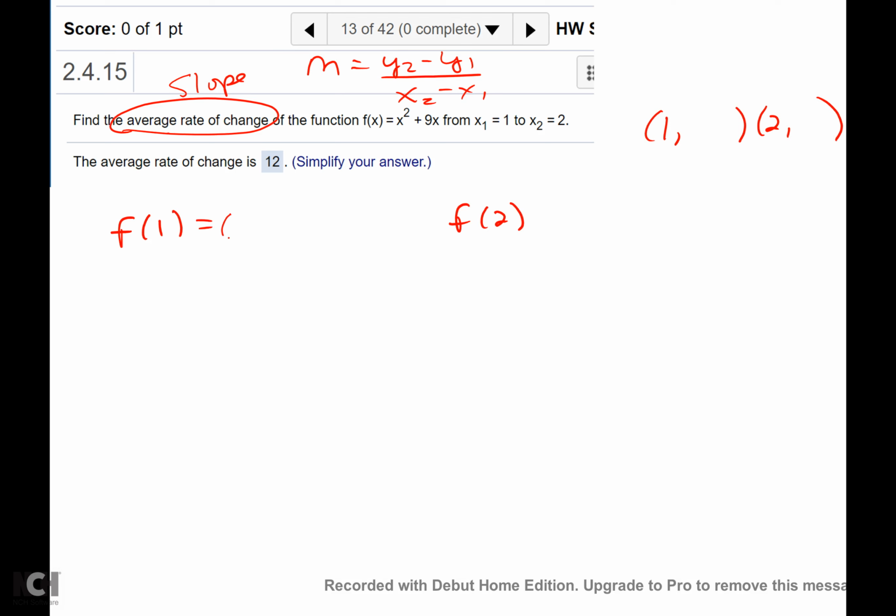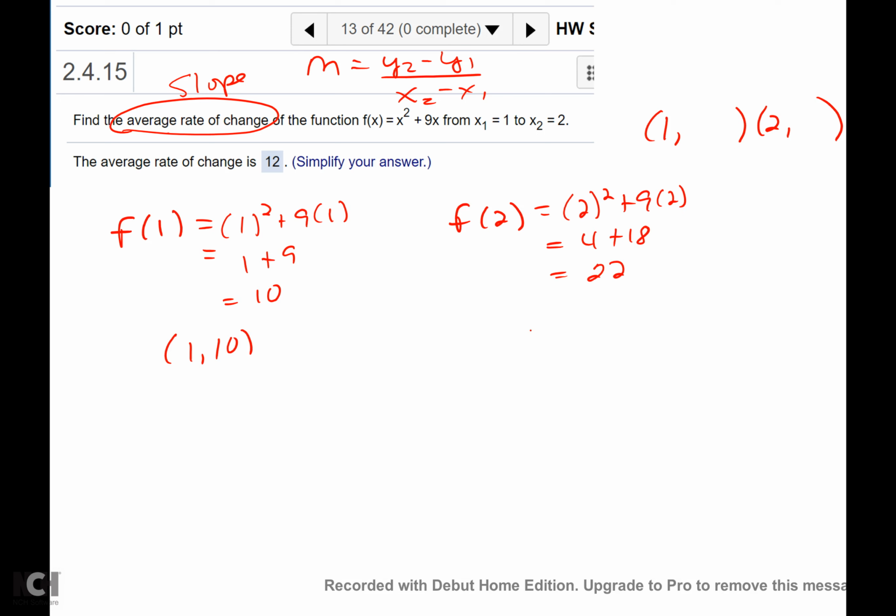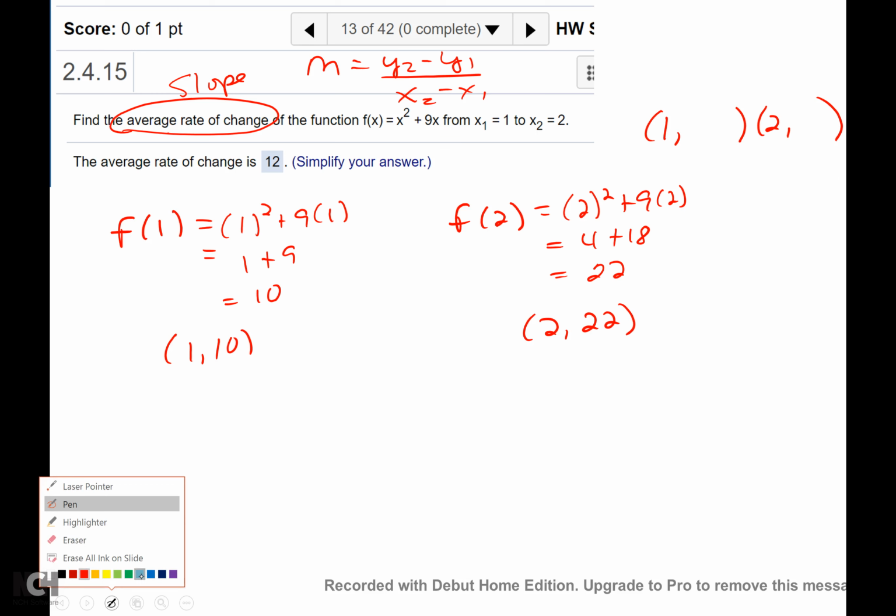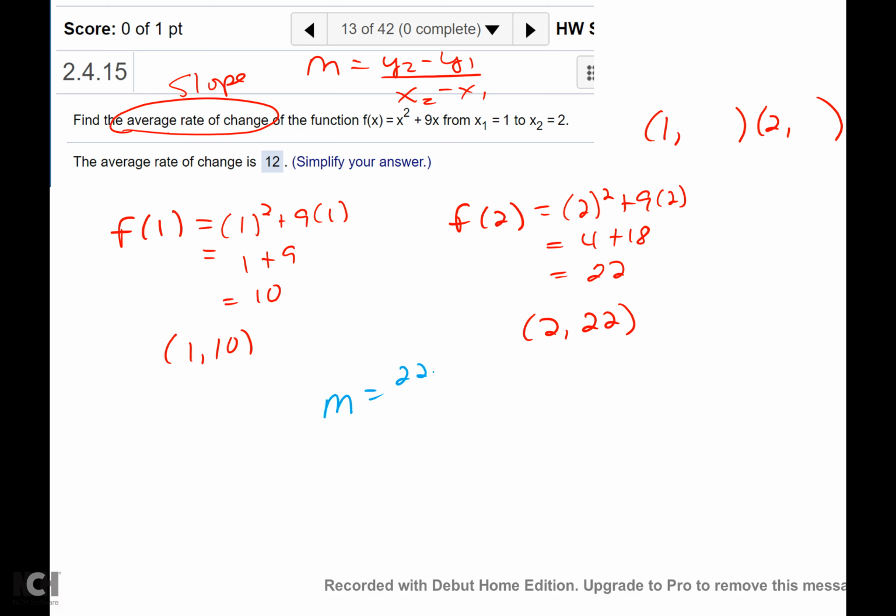So if I plug in 1 to my function, I have 1 squared plus 9 times 1. That's going to be 1 plus 9 is 10. So that ordered pair would be 1, 10. Find f of 2, plug in 2, 2 squared plus 9 times 2, that's going to be 4 plus 18, which is going to be 22, which gives me 2, 22. So to find my slope, I take y2 minus y1 over x2 minus x1, and I get 12 over 1, which is 12. The average rate of change is 12.